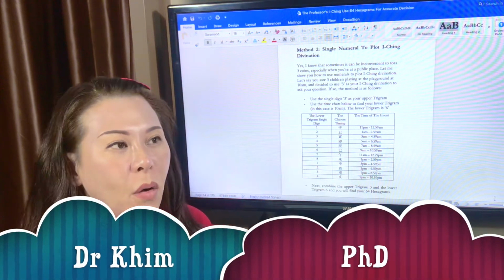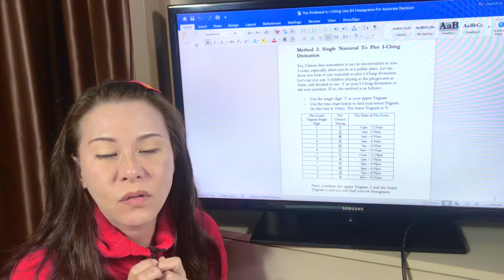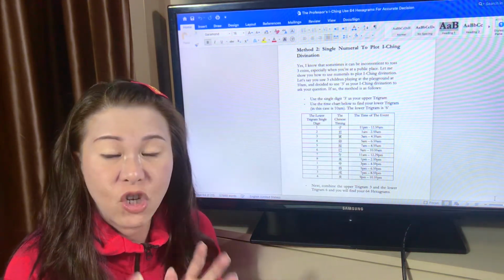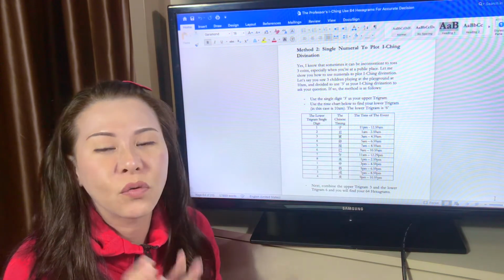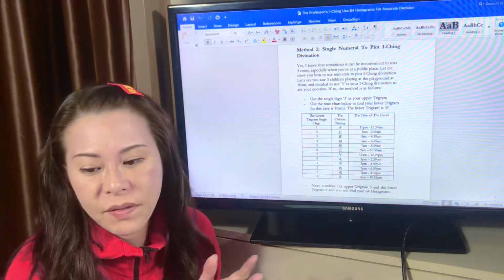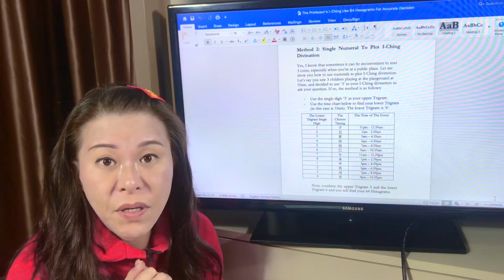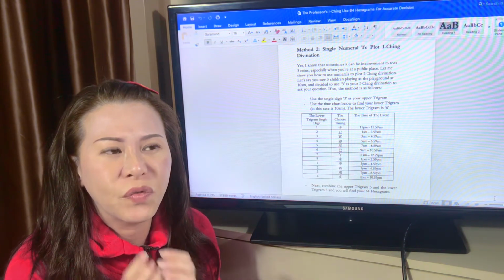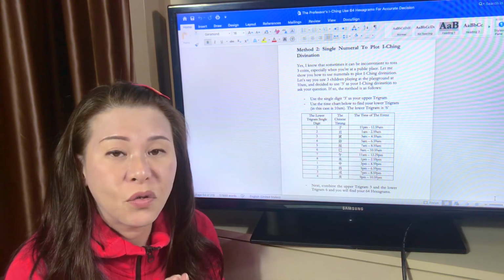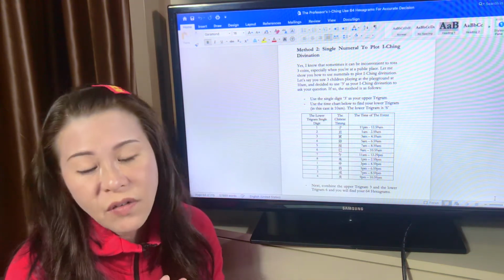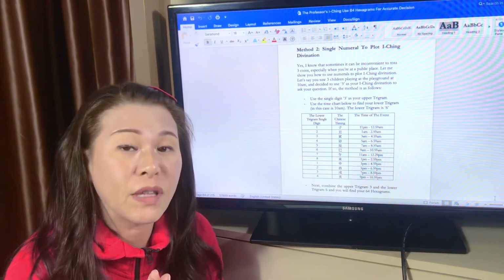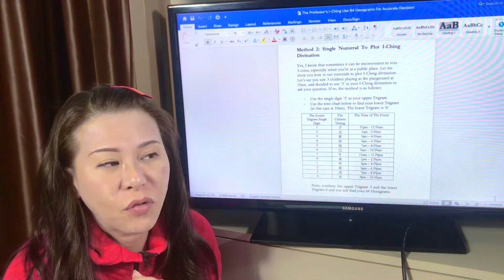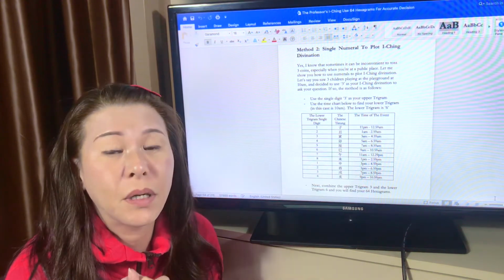Today I want to talk about how you use numbers to plot I-Ching. In the past I've taught you how to use the traditional method, which is the 3 coins. Today I want to teach you how to use numbers. Why? Because some of you have written to me that it's quite inconvenient to use the 3 coins in public places to plot the divination. For I-Ching you can also use numbers, and there are a few methods. Today I'm going to teach you how to use a single digit number to plot I-Ching.